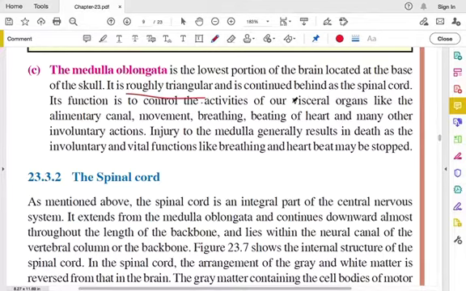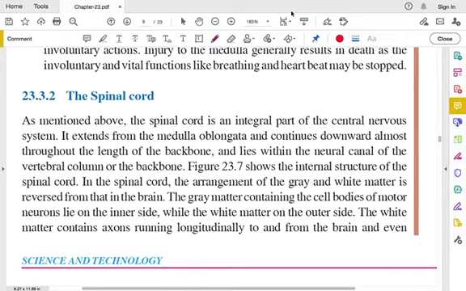So the injury to the medulla oblongata generally results in death, because the involuntary and vital actions like breathing and heartbeat may be stopped. The medulla oblongata is responsible for the activities of the visceral organs like breathing and heartbeat. So if there is damage or injury to the medulla oblongata, then these functions will be stopped, and it leads to death.